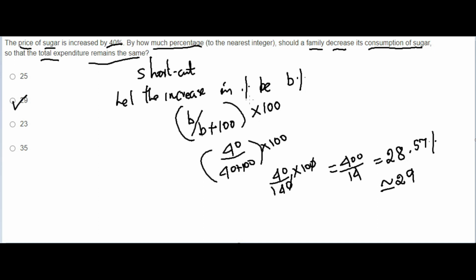So the shortcut is, if something is increasing by some percentage, you take it as b, or a, or something. Suppose somebody wants to reduce their own intake in order to manage, then you have to make b divided by b plus 100, and into 100, because division means they have to compensate. But if they are overtaking, it will be multiplication. Since they are compensating by decreasing, you divide: b divided by b plus 100, because it is increased by some percentage, into a final 100%. Okay, that is the answer.